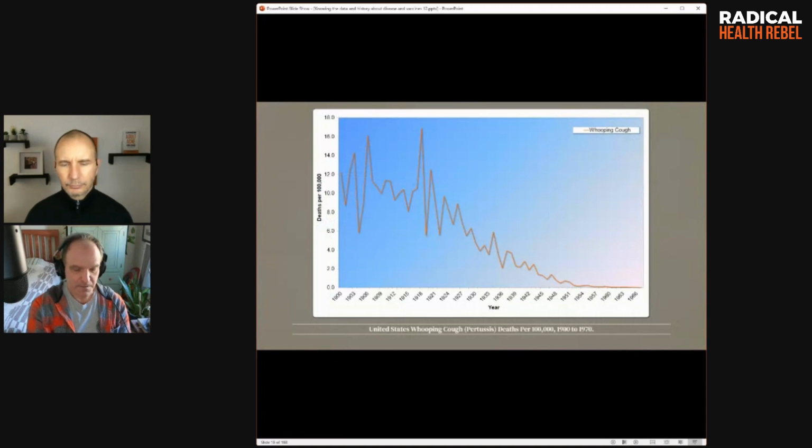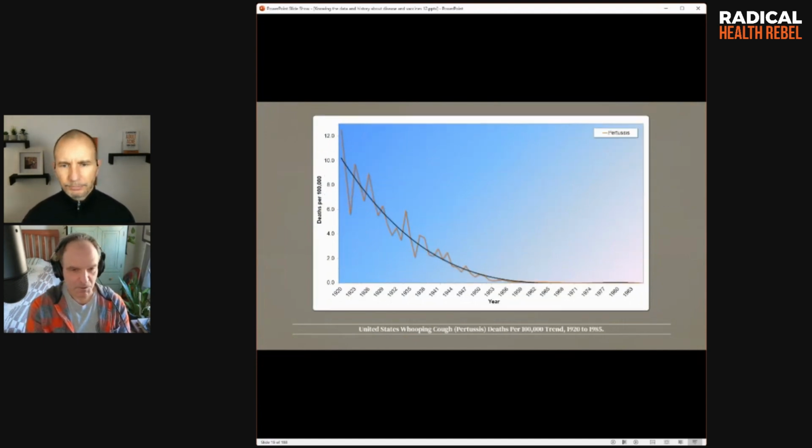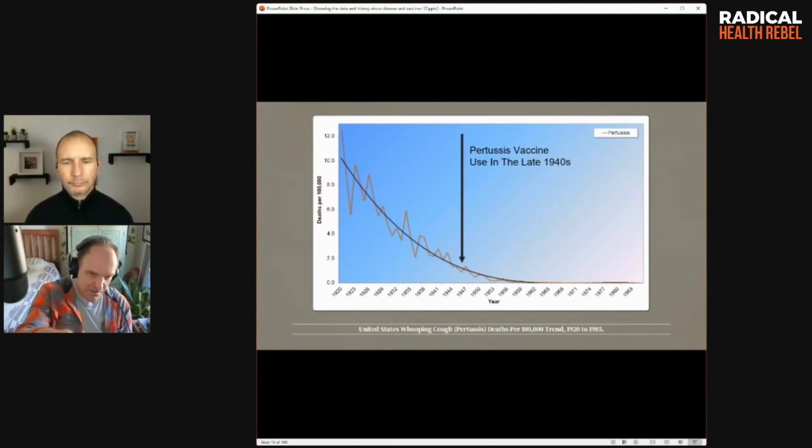Whooping cough in the United States, bigger killer, early 1900s, came out with a vaccine in the 40s, we're down by 92%. And then when we look at the trend line, so we have a trend line now, where did the vaccine come in? You can't tell from the picture. There's no big drop off. Yeah. As a matter of fact, it came in here when 90% of the work was already done, and the trend line continues on as if nothing ever happened.